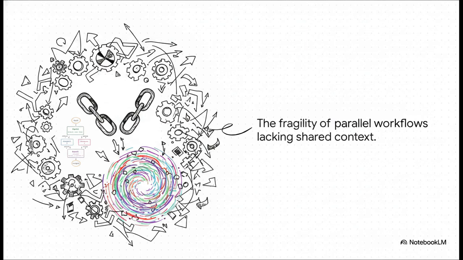But there's a pretty massive hidden danger here. Parallel workflows are incredibly fragile if they lack shared context. If subagent 1 and subagent 2 are executing in parallel, but they are totally unaware of each other's work or the broader system state, they might spit out completely conflicting logic. The final synthesizer agent at the bottom is then forced to try and mash together totally incompatible data, which usually ends in a system crash or a wildly hallucinated output.